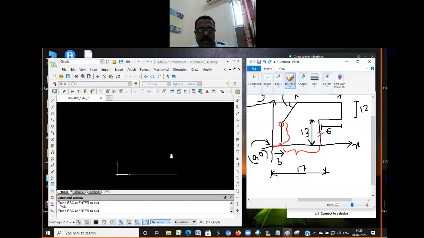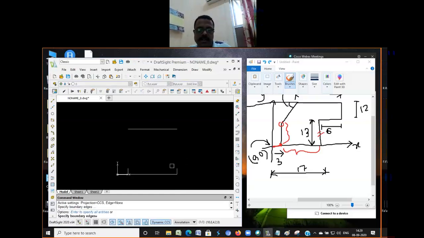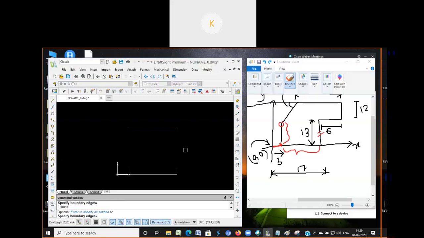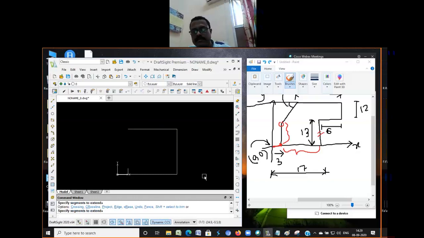So for that, I can extend this line, EX. Which line should I extend? It says boundary edges up to here. Then which line? This line I will extend. Got it? So I will erase this line. So this line is 13 millimeter, this is 14, and this is my starting point, 3 millimeter from the origin.